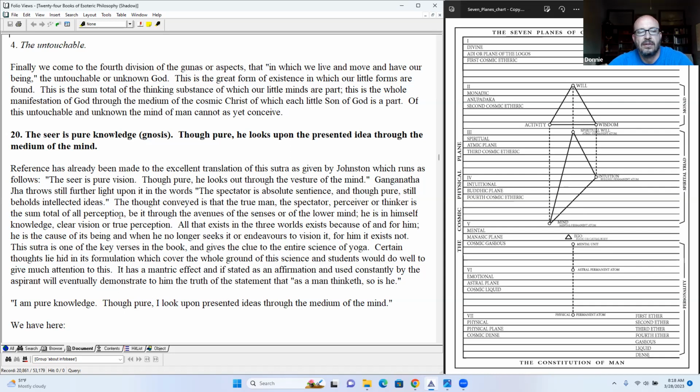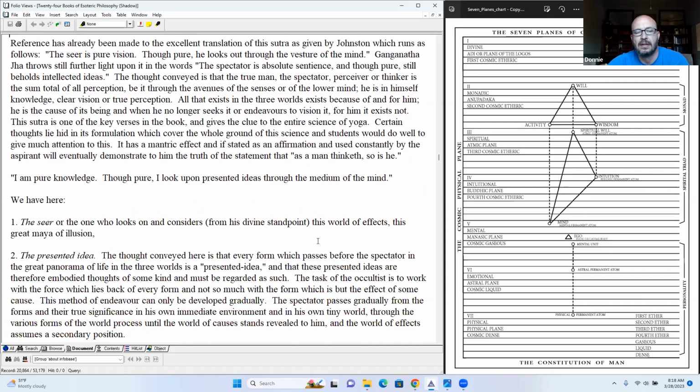This sutra is one of the key verses in the book and gives the clue to the entire science of yoga. Certain thoughts lie hid in its formulation, which cover the whole ground of this science, and students would do well to give much attention to this. It has a mantric effect, and if stated as an affirmation and used constantly by the aspirant, will eventually demonstrate to him the truth of the statement that as a man thinketh, so he is. I am pure knowledge. Though pure, I look upon presented ideas through the medium of the mind.